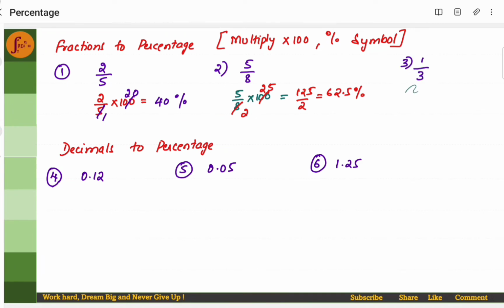Now we'll go to third one. 1 by 3 we have. 1 by 3 multiply with 100, right? And that is nothing but 100 by 3. 100 by 3 is 33.33 and then put the percent symbol.